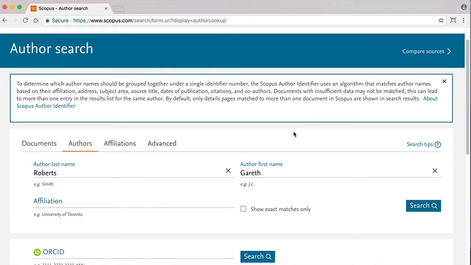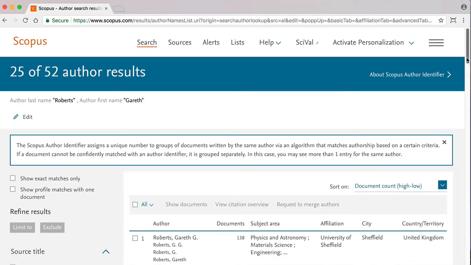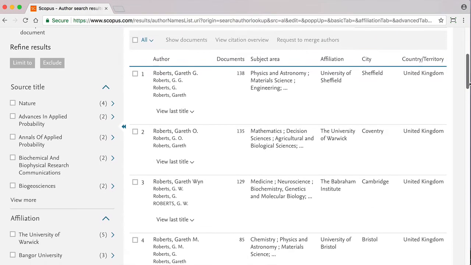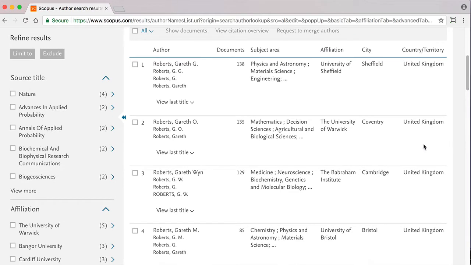Once in Scopus, you can access authors' profiles either by searching for relevant papers and clicking on the author links, or you can search for a known individual from the Author Search tab. For this demonstration, we'll look at the record of Professor Gareth Roberts, a highly cited researcher from our statistics department. The Scopus search results give us additional information on the author to help us identify which Professor Roberts we're looking for.